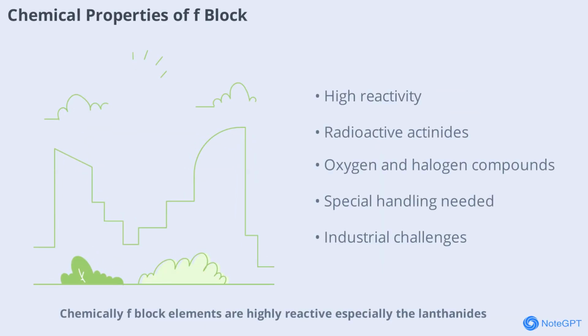Chemically, F-block elements are highly reactive, especially the lanthanides. They readily form compounds with oxygen and halogens. Actinides are even more reactive, with many being radioactive and capable of forming a wide range of compounds. Their reactivity and radioactivity make them both valuable and challenging to handle, requiring special precautions in laboratories and industry.